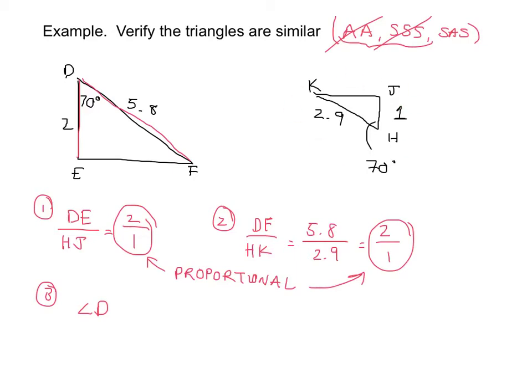Well, let's see, that included angle is this one, right? It's angle H. We do see that angle D is congruent to angle H, and that's just given to us there since they're both 70. And therefore, by side angle side, triangle DEF is similar to triangle HJK. And now we are finished.